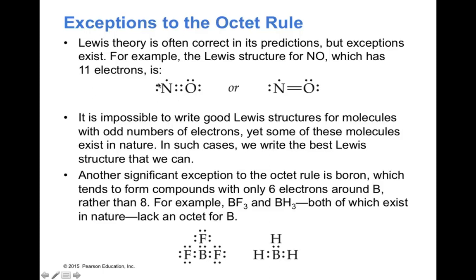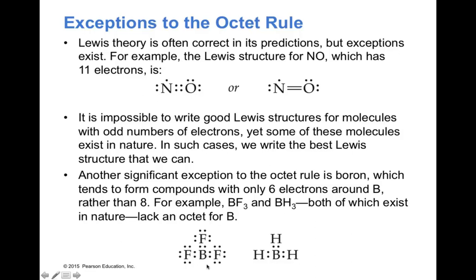So we have here the nitrogen with just one electron, and this is how it exists, NO, nitric oxide, in nature. Another significant exception to the octet rule is boron, which tends to form compounds with only 6 electrons around boron rather than 8. So for example, here we have BF3 or BH3, and both of them, we can see that the boron has just 6 electrons, so it lacks an octet, but they are pretty stable.